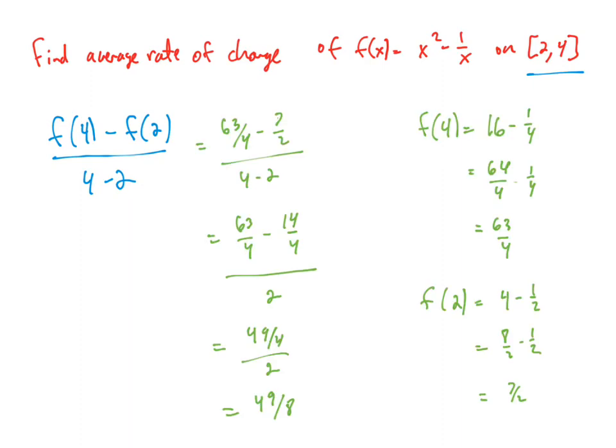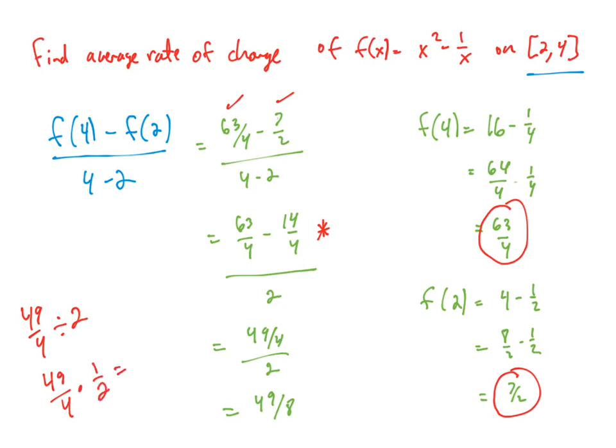All right, so we have a little bit of fraction work that we need to do. F of 4, we get 63/4. F of 2, we get 7/2. Then plugging those values in and simplifying this complex fraction, get a common denominator at this step. We end up with 49/4 divided by 2. Remember, when we're dividing fractions, it's the same thing as multiplying by the reciprocal, and that's how we end up with 49 over 8. So that is our final answer.